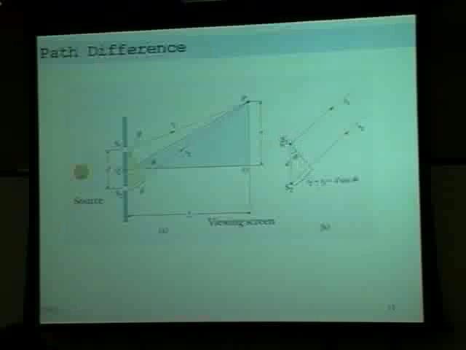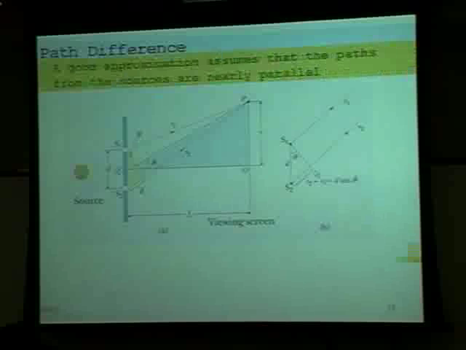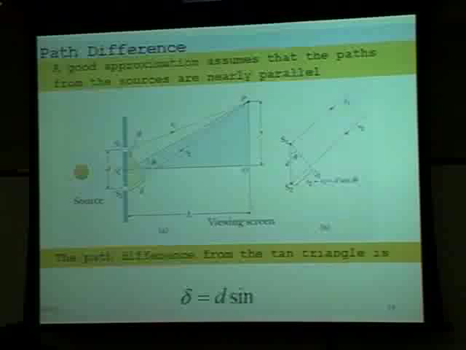If we were to slice this down perpendicular to both parallel lines, then this line below would be this much longer. And if I look at this triangle here, with the hypotenuse being length d, the distance between the slits, and theta the angle to the fringe, then this path difference from this right triangle would be equal to d sine theta. So our path difference is d sine theta.